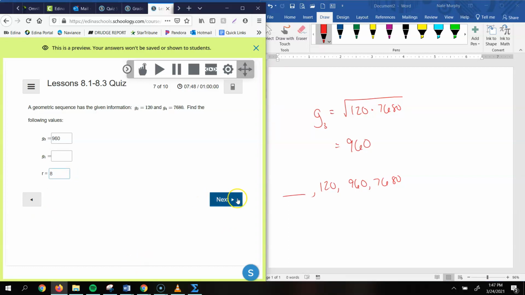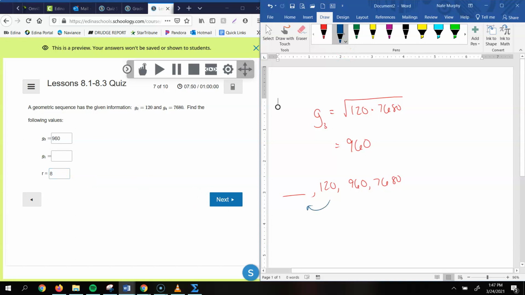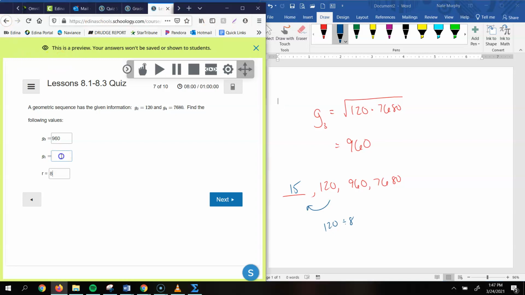So to find out what the first term would be, I would go backwards. If I took 120 divided by 8, that would give me 15 as my answer. So that means 15 would be my first term, because if we multiplied by 8 each time, 15 times 8 would be 120, and then 120 times 8 would be 960, and so on.